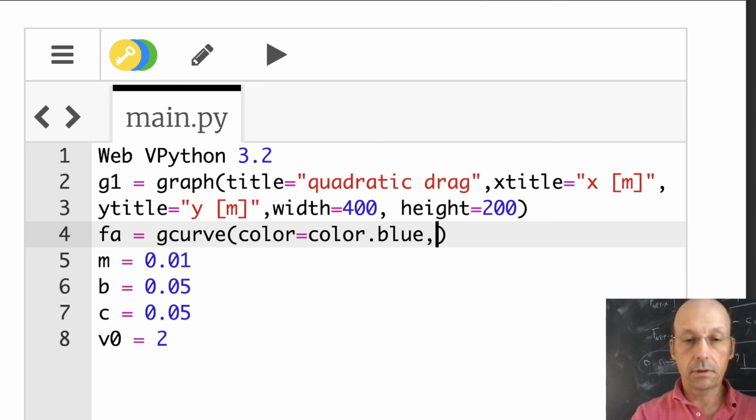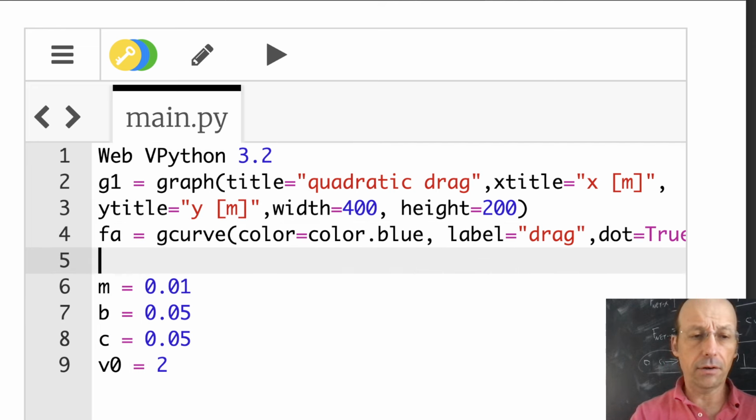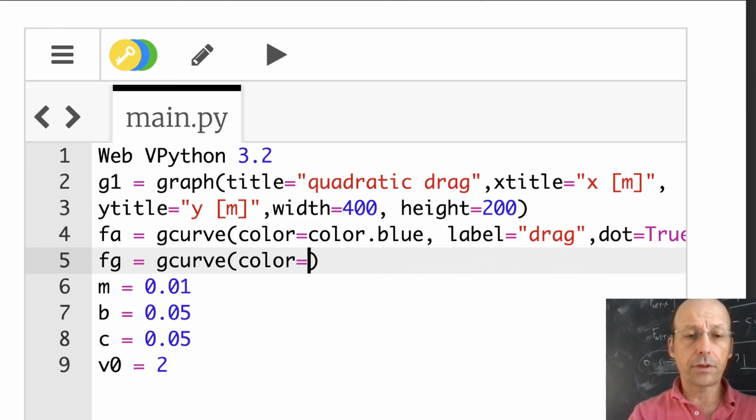Label equals drag. And then I think this dot equals true will make it leave a dot. I'm not sure if that's the right syntax. If it's wrong, that's fine, I'll fix that later. And then FG is going to be G curve, color equals color dot red. Label equals no air.